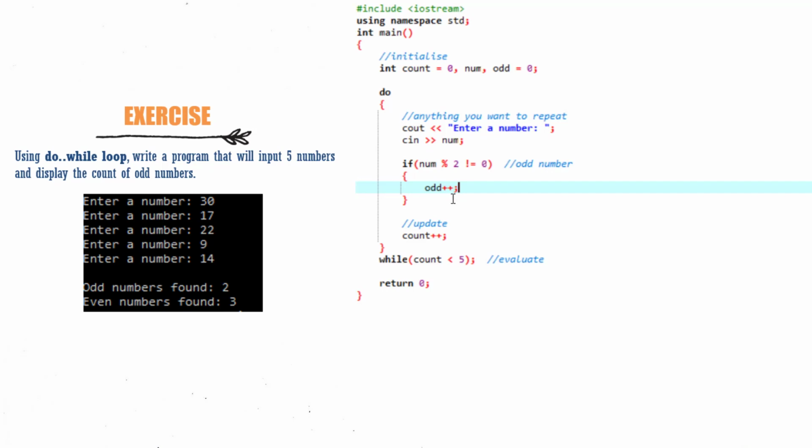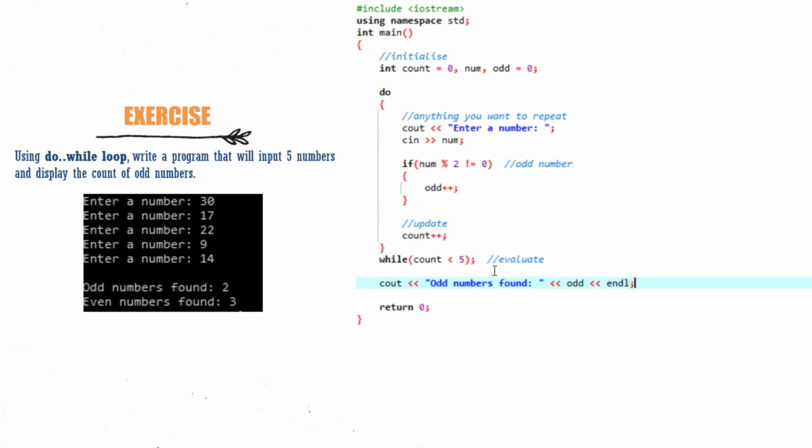Okay, so you know that this thing will be repeated and the value will be changed according to the input that the user placed inside here. So in the end, this is how we count our odd numbers. In the end, we can just display our odd numbers. So we can write here cout, odd numbers found. Where do we get our odd number? We get it from the odd variable.